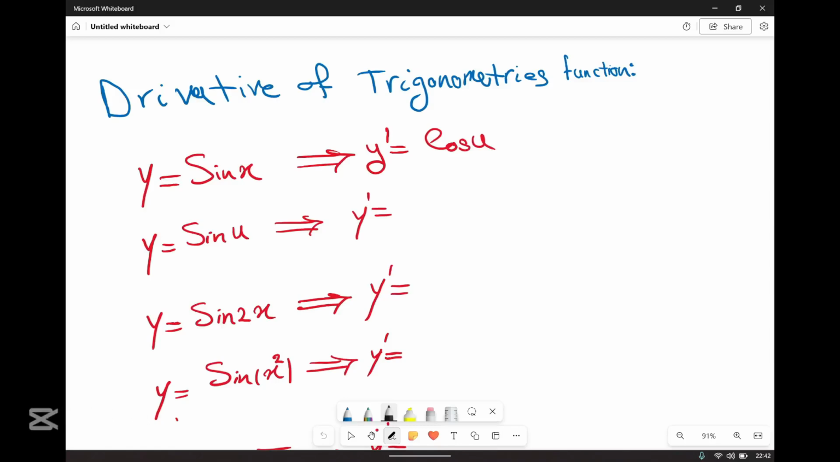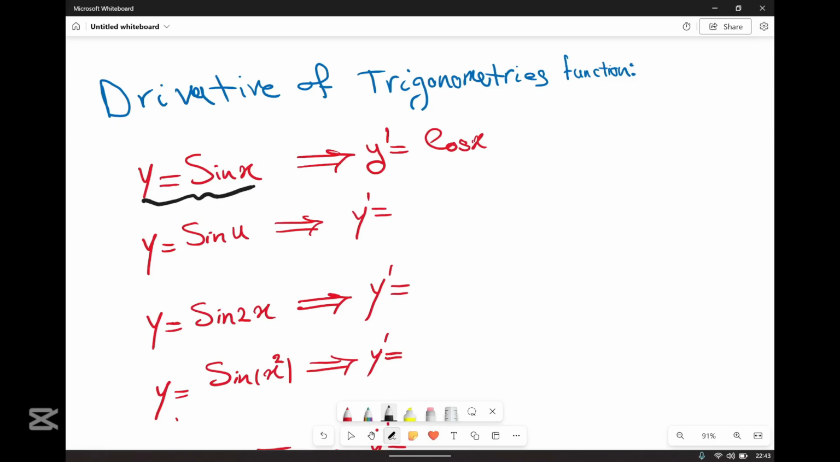In this section we're going to discuss the derivatives of trigonometric functions. But if you are a new member, please at least watch session 3, because without it you can never understand this session. The first formula, y equals sine x.